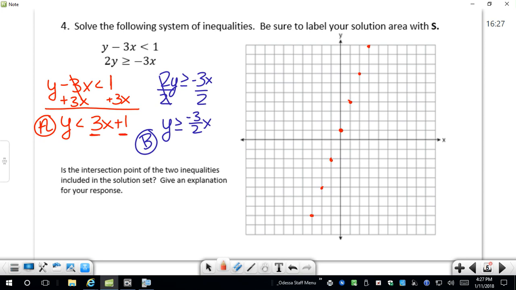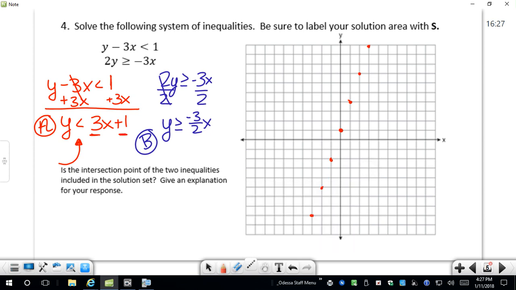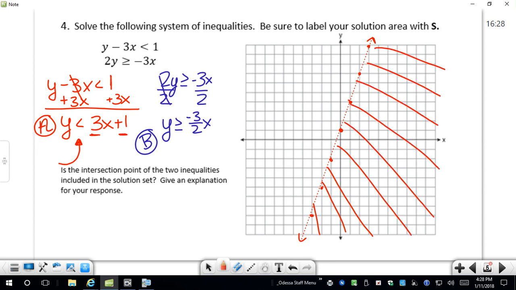Now, this is where we have to be careful, guys, because I know we're used to graphing equations, and we just put our ruler down and draw a line through. But recall that since there is no equal to under this inequality, this is going to be a dotted line, signifying that the points on this line are not part of the solution to the inequality. And now that we have that, we focus on the shading. Recall, guys, this is y is less than 3x plus 1. Where are the less than y values? Below the line. So we're going to shade below the line, and we're going to label that A.